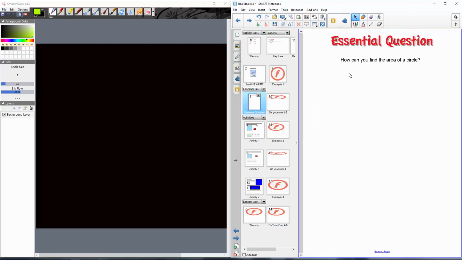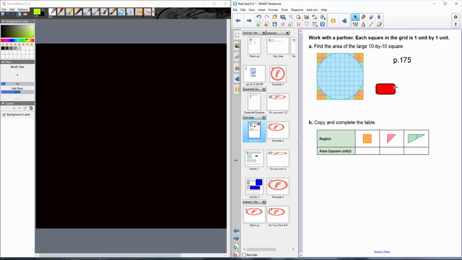And what we want to do is find the area of a circle today. And so the very first thing we're going to do is look at this square here, and it's a 10 by 10. And it says, what is the area of the large 10 by 10? Well, I know that it's 10 by 10, so therefore I have 10 rows that each equal 10, right? So 10 times 10 is 100. So this entire thing is equal to 100.